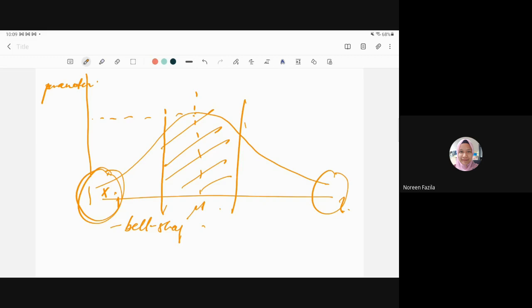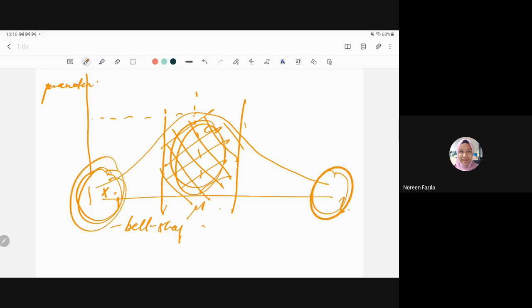Because the majority of the population resides around the mean, that's why it is bell-shaped. And that is also why when I take an individual at random, the higher probability is that the individual will come from the area around the mean. Can it possibly come from here or from here? The answer is yes, but the probability is lower.